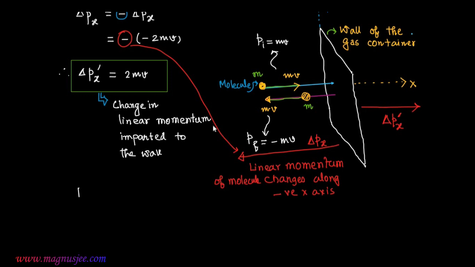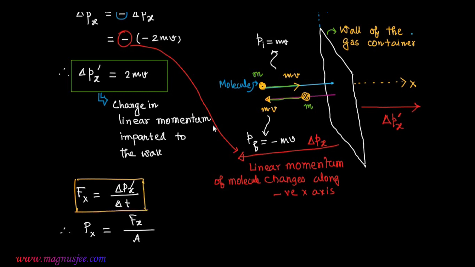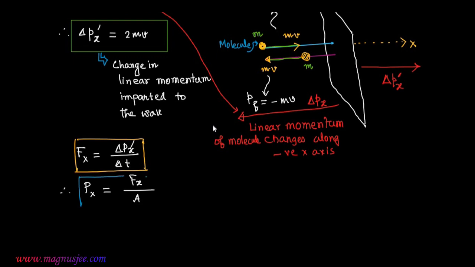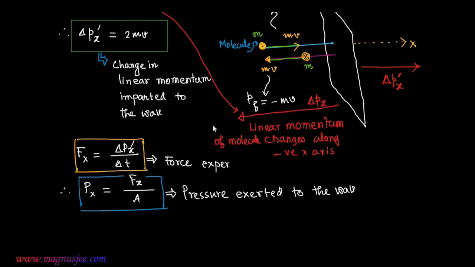Therefore, the force exerted by this gas molecule on the wall of the gas container along x-axis will be Fx, which is equal to delta Px prime by delta T. Therefore, pressure exerted by this gas molecule along x-axis on the wall will be capital Px, which will be equal to force by area, that is Fx by A. Fx is equal to rate of change in linear momentum, which is the force experienced by the wall as the gas molecule collides with the wall along x-axis.